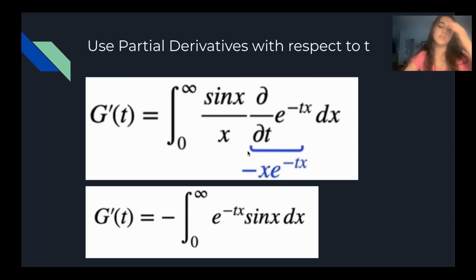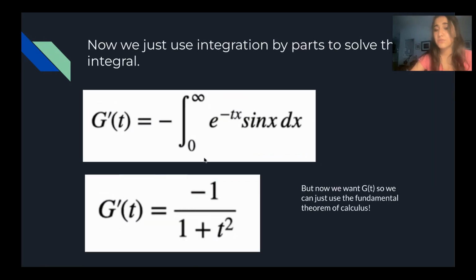And now that we've done so, we will understand that e to the power of negative tx will give us negative x e to the negative tx. And once again, isn't that so useful? Because now the x's cancel out, and we're left with g prime of t equaling this. And using integration by parts, we can simplify that into negative 1 over 1 plus t squared.